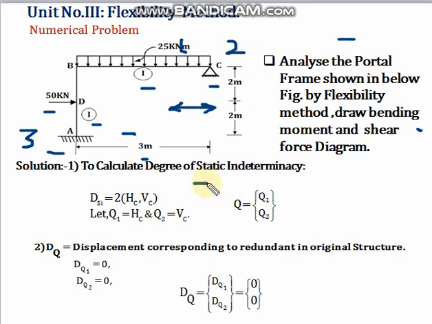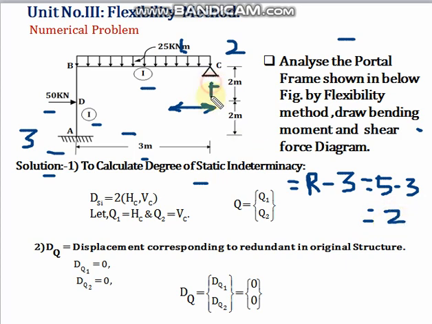Now the first step in the solution is to calculate the degree of static indeterminacy. So degree of static indeterminacy is equal to number of reactions minus number of equilibrium equations. So here total number of reactions are 5, minus number of equilibrium equations are 3, so it is equal to 2. So 2 is the degree of static indeterminacy.